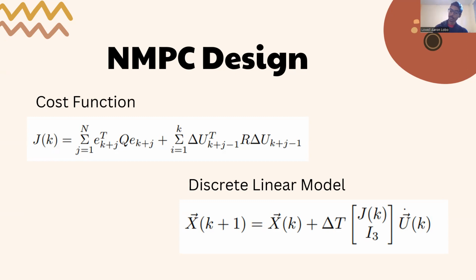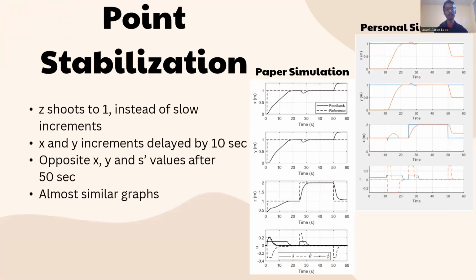Now going to the results of simulation, there were 4 main simulations that were conducted. We will go through each of them to see how our simulation compares to the simulation in the paper, and if there are any discrepancies, we'll try to give some reasons for why that is so. So starting with point stabilization. Over here, we have the image for the paper and the personal results. Comparing both, we can see that the X value in the personal result shoots up to 1 immediately instead of having slow increments.